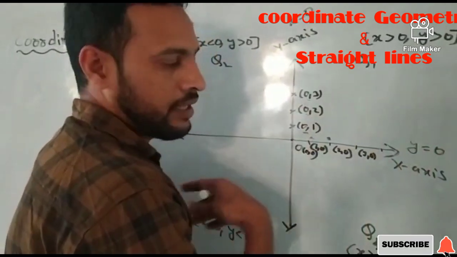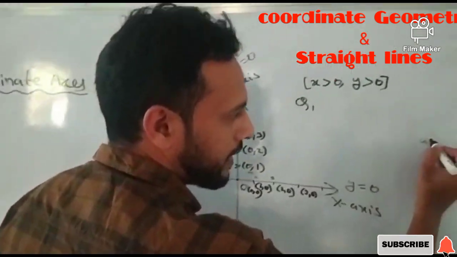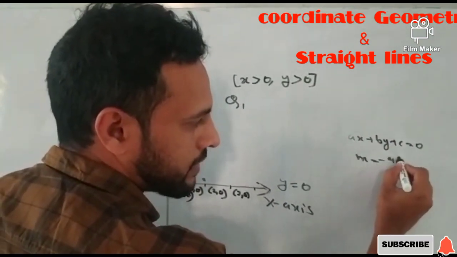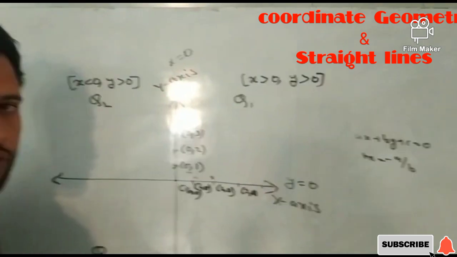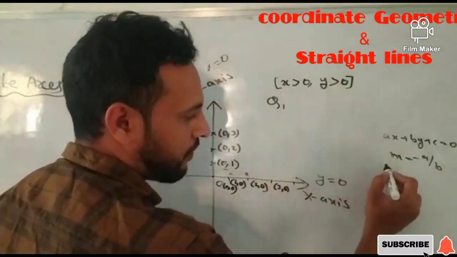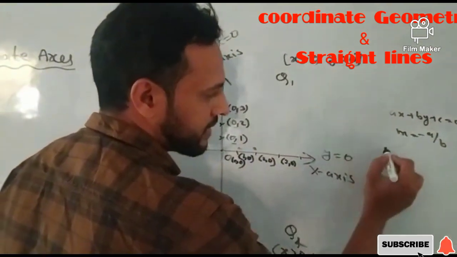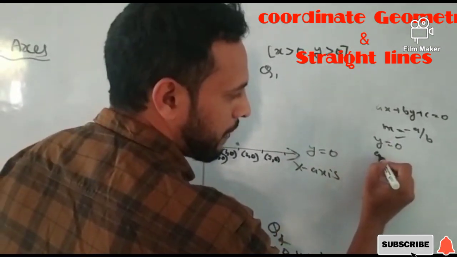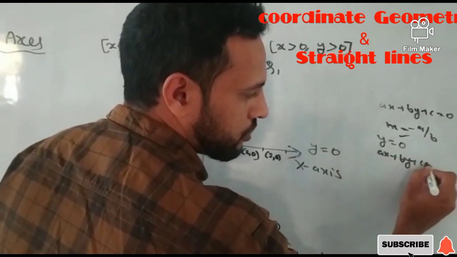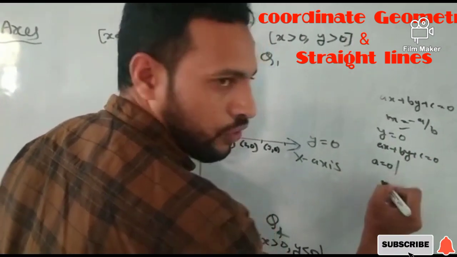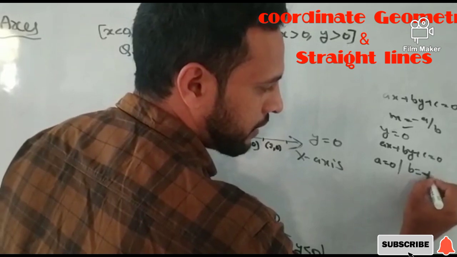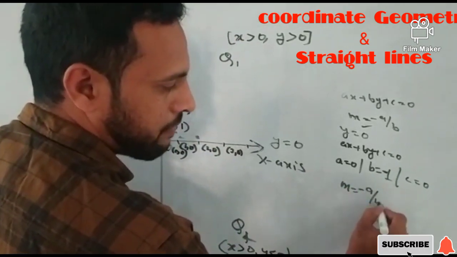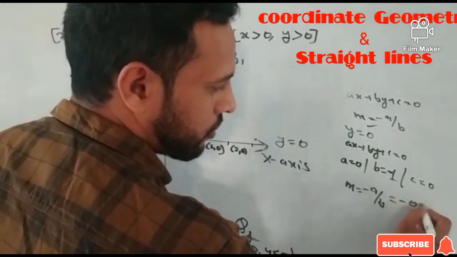Otherwise one more formula is there: if a line is in the form of ax plus by plus c is equal to 0, then the slope is m is equal to minus a by b. The line equation is y is equal to 0 here. This is also an equation of a line. By comparing with ax plus by plus c is equal to 0, you will get a is equal to 0 and b is equal to 1 and c is equal to 0. So the formula is m is equal to minus a by b, that is minus 0 by 1, 0.